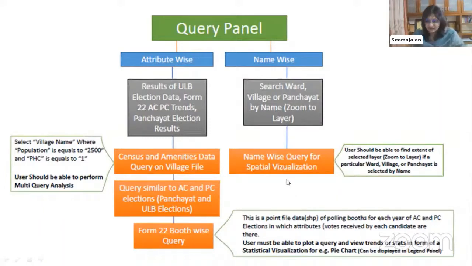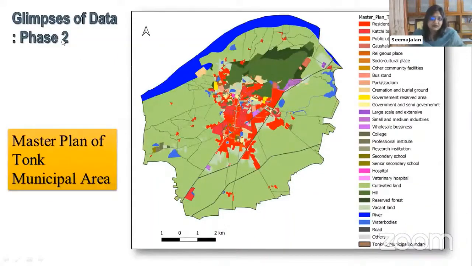Actually, all these have come out of some interactions with all the stakeholder departments and the people. So whatever kind of queries may arise in their minds while they plan some kind of development scheme or any kind of action, we have tried to incorporate all those facilities in this. These are some glimpses of the data which we are going to host for the Tonk GIS.